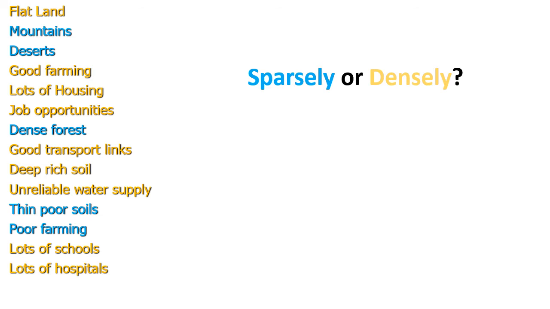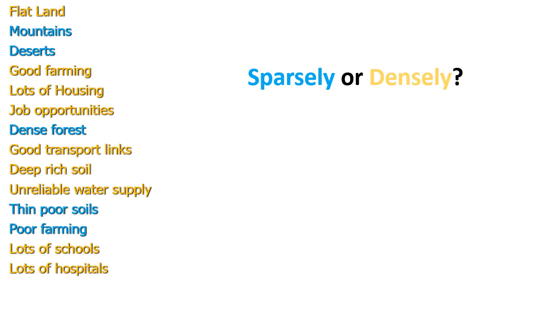So mountains, the opposite, that's going to discourage people from living there. It's harder to live on mountains. They're colder. It's harder to grow crops. It's harder to build buildings. So it'll be sparsely populated there. Deserts, really hot, really tough to live in a desert, not much water. Hence why not many people live there, hence why it's sparsely populated.